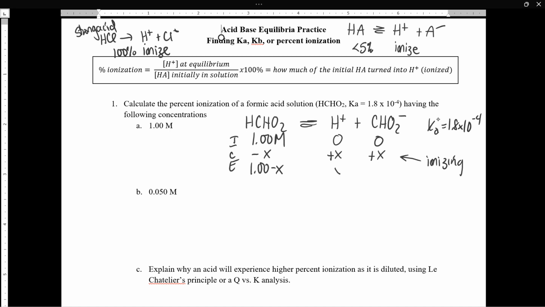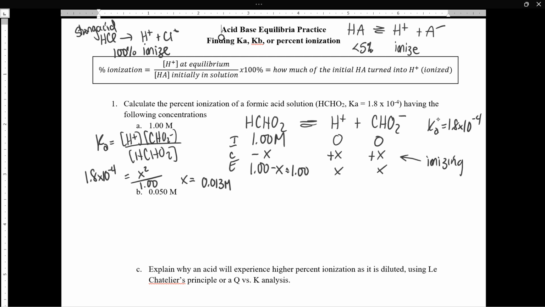So I'm going to fill in my ICE chart with the equilibrium values, and if I write out my K expression for this reaction, remember it's always products over reactants. This is what my K expression would look like. Then let's plug in a value for K, because we know it's 1.8 times 10 negative 4. We don't know what X is. We can make our small X approximation, so 1 minus X is just 1, because K is sufficiently small for that to work. Then if you solve for X, you end up with X being 0.013 molar.